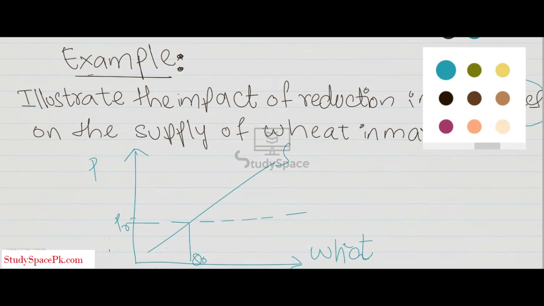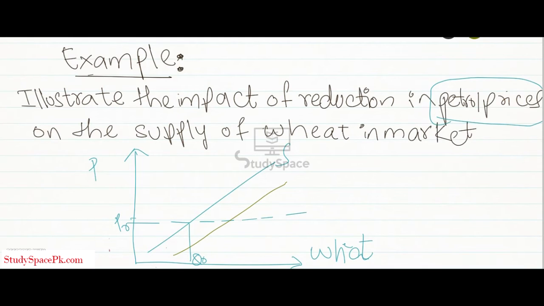If the price of petrol reduces, this will reduce the cost of transportation of wheat to the market, and due to the reduction in transportation cost, the profit would increase for the producer, and he would be willing to supply more wheat at the given initial price of P naught. So the quantity will increase from Q naught to Q1 at the given price of P naught, and the supply curve would shift outwards from S to S2.